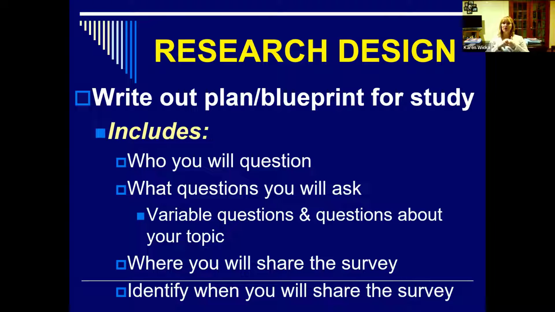Number two, what questions are you going to ask? So you need to think about your topic and then think about different questions you can ask. Now you're going to ask variable questions and then questions specific on your topic. And I'll explain each of those as we go through. Then you have to decide how you're going to share it. Are you going to share it online?